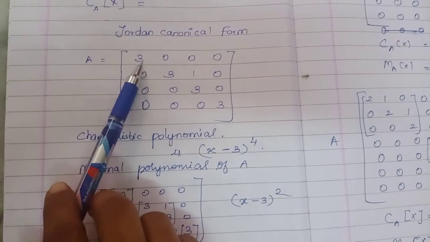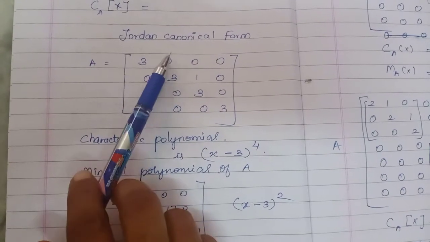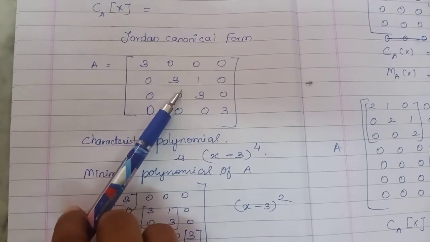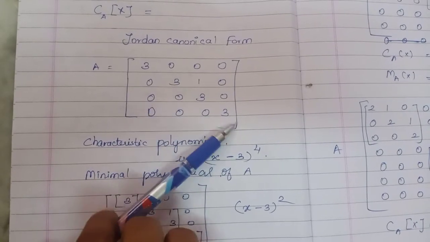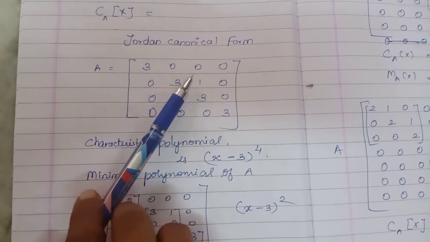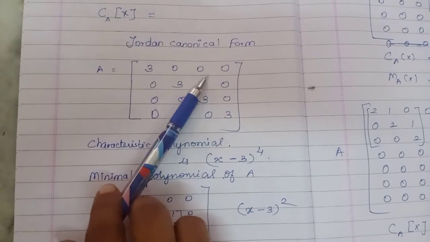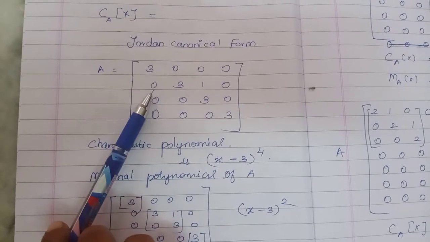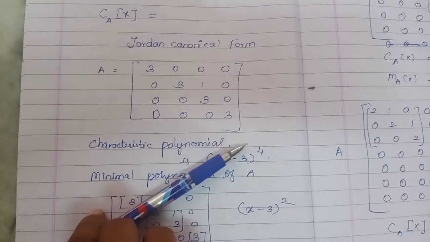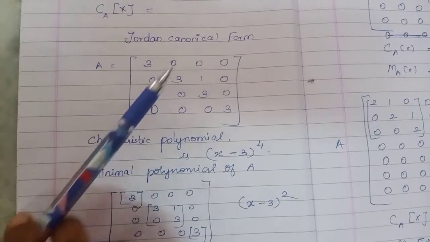look at the first two rows: here 3, and in the second row also 3, but no 1 above, so we can't form a Jordan block there. Look at this: here 3 on the main diagonal, in the second and third rows 3 and 3, and above this we have a 1, so this is a Jordan block. So first we will find the characteristic polynomial, then we will form the Jordan canonical form.